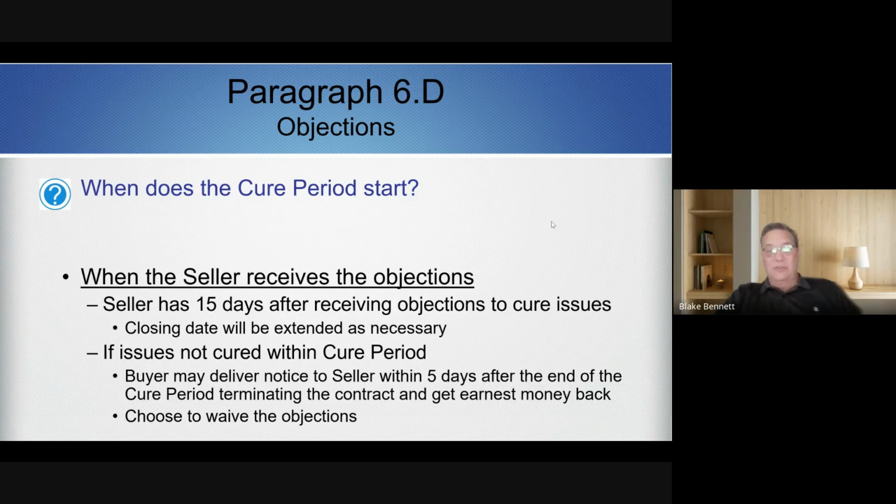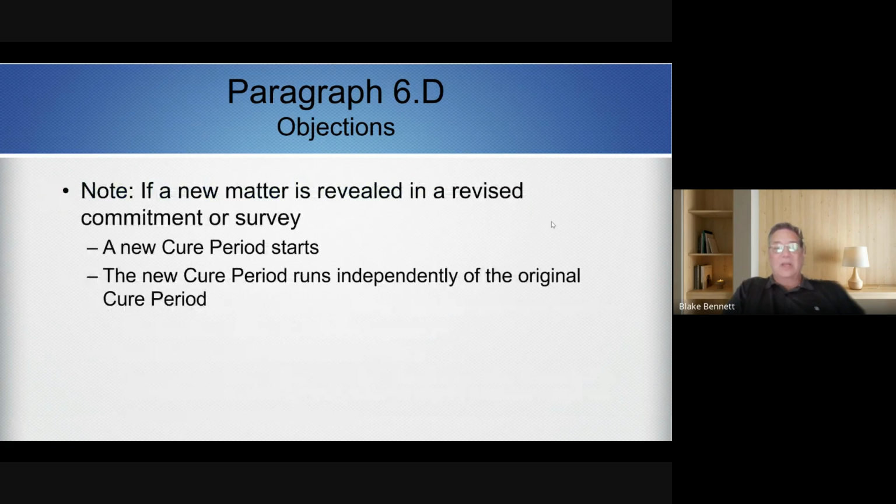There's some issues that can be put in objections. Buyer says, I don't like this, get it fixed. Seller has 15 days to get it fixed, or buyer can get out. Or buyer can just say, I choose to waive my objections. I still want the property.